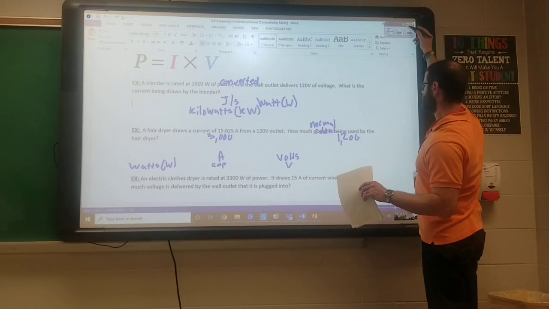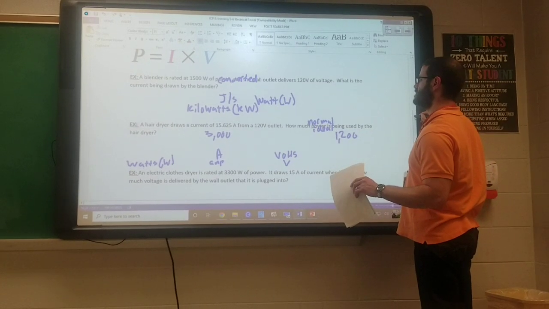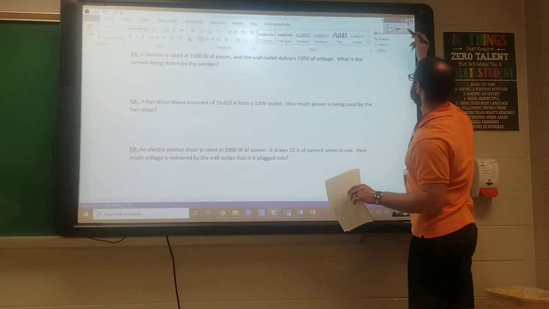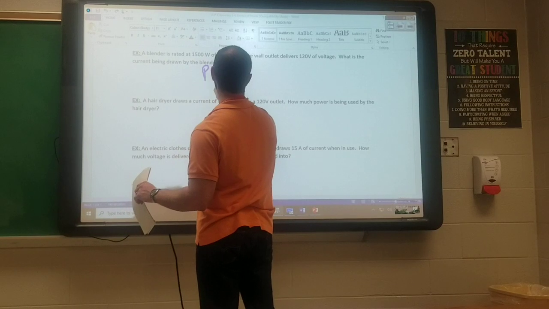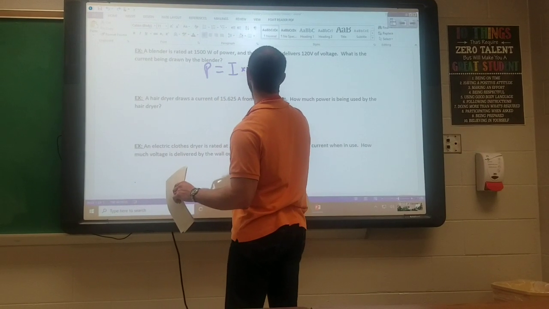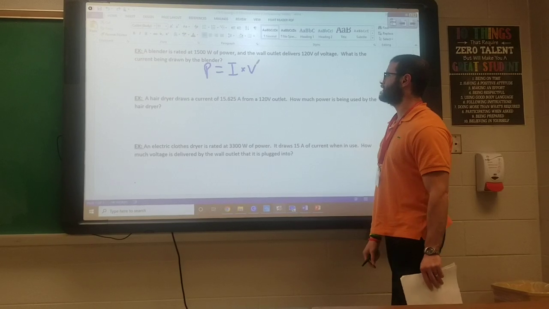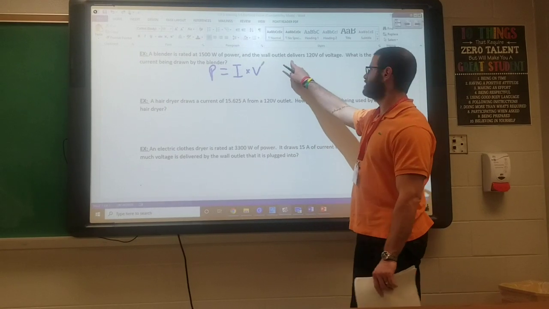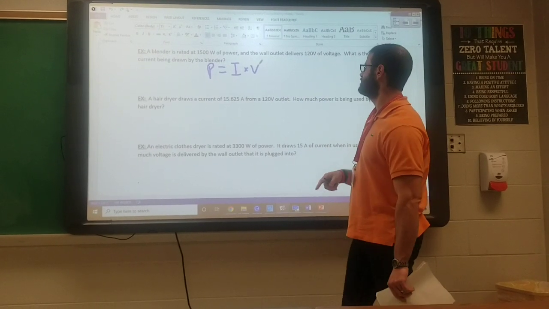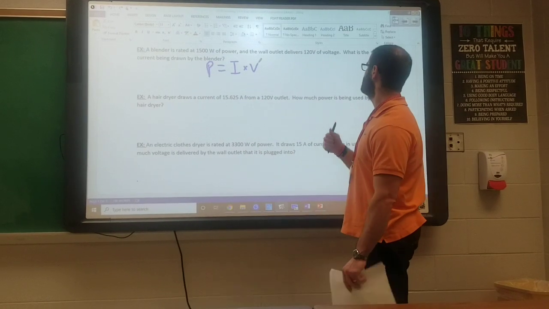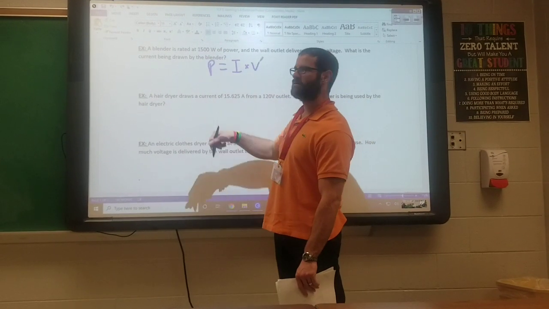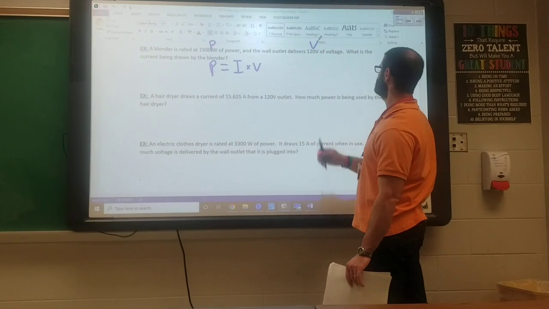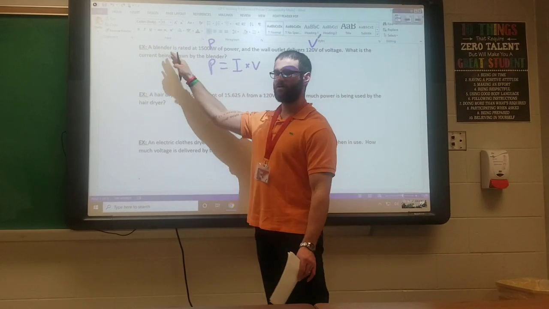All right, let's look at some examples. We're always going to start with P equals IV: power equals current times voltage. The first problem says a blender is rated at 1,500 watts of power, and the wall outlet it is plugged into delivers 120 volts. What is the current being drawn by the blender? 1,500 watts is the power, that's P. 120 volts is the voltage, that's V. We're looking for the current, which is I.